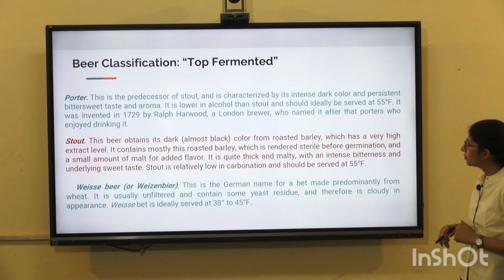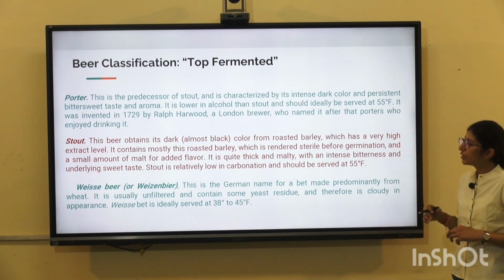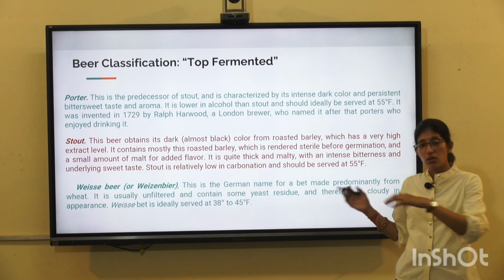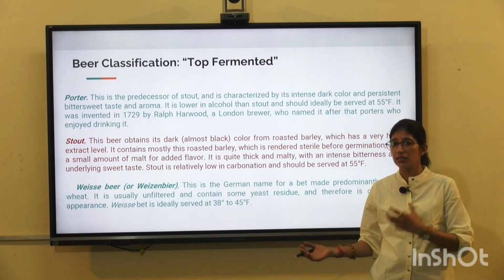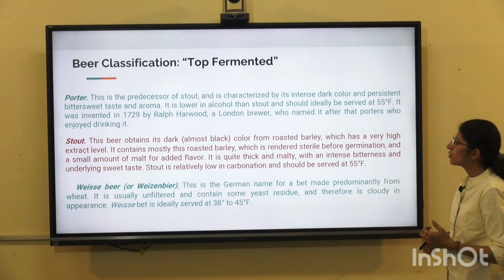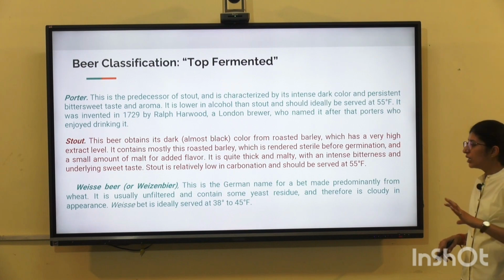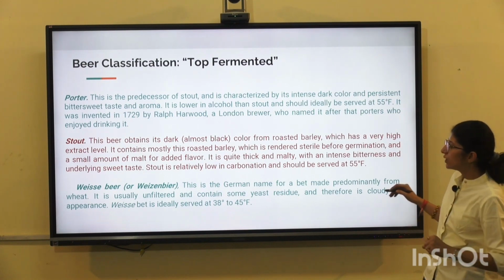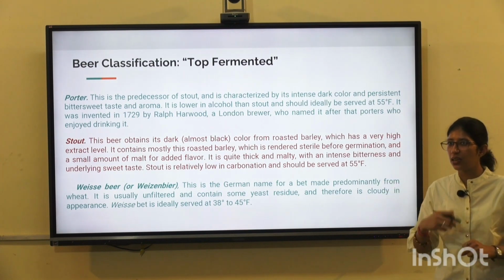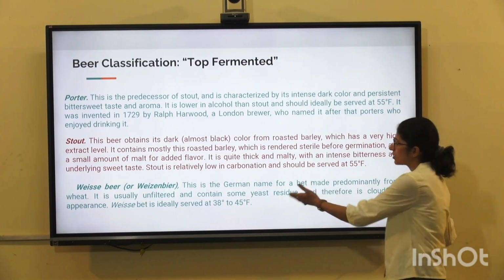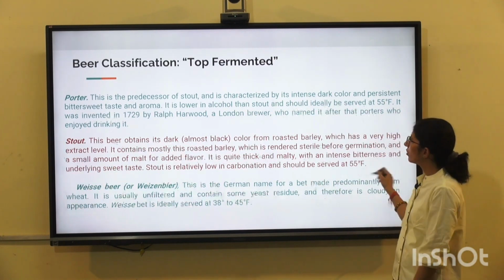Weissbier, this is the German beer which is brewed predominantly from wheat. This is not from the barley, this is from the wheat. This is the basic source, and it is usually unfiltered and contains some yeast cell residue, and therefore it has a cloudy appearance in the final serve. It is served at 38 to 45 degrees Fahrenheit.